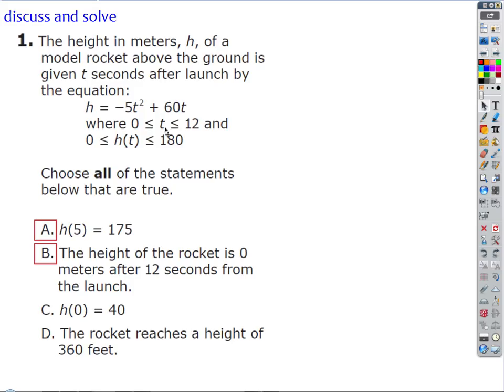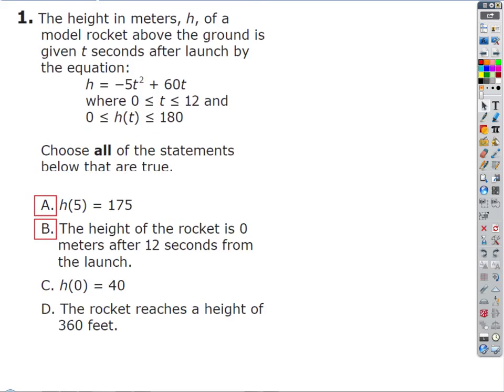It tells us that t is greater than or equal to 0 and less than or equal to 12. So that's the domain, isn't it? Because t is like x, that's the input variable, right? Here's the range, because the output is h. And it's telling us that the height, h, is greater than or equal to 0 and less than or equal to 180, right? Okay, so we have all that information. Now we're just supposed to choose all of the statements that are true.